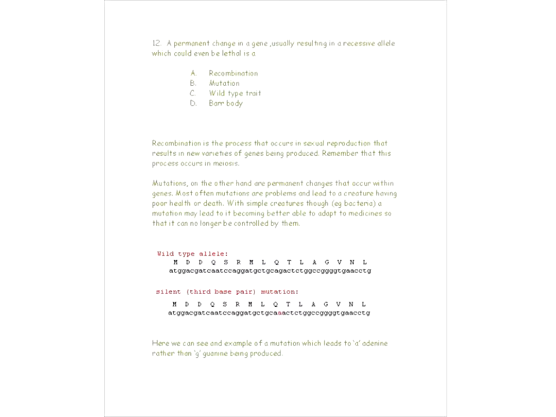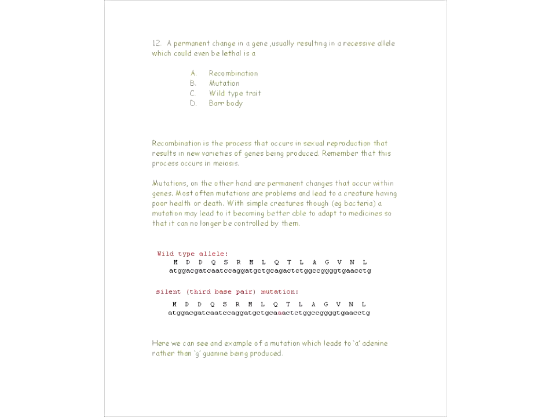The next question says, a permanent change in a gene usually resulting in a recessive allele, which could even be lethal. Okay, so is that recombination? Is that mutation? Is that a wild-type trait? Is that a bar body? Well, let's just look at a few definitions here.